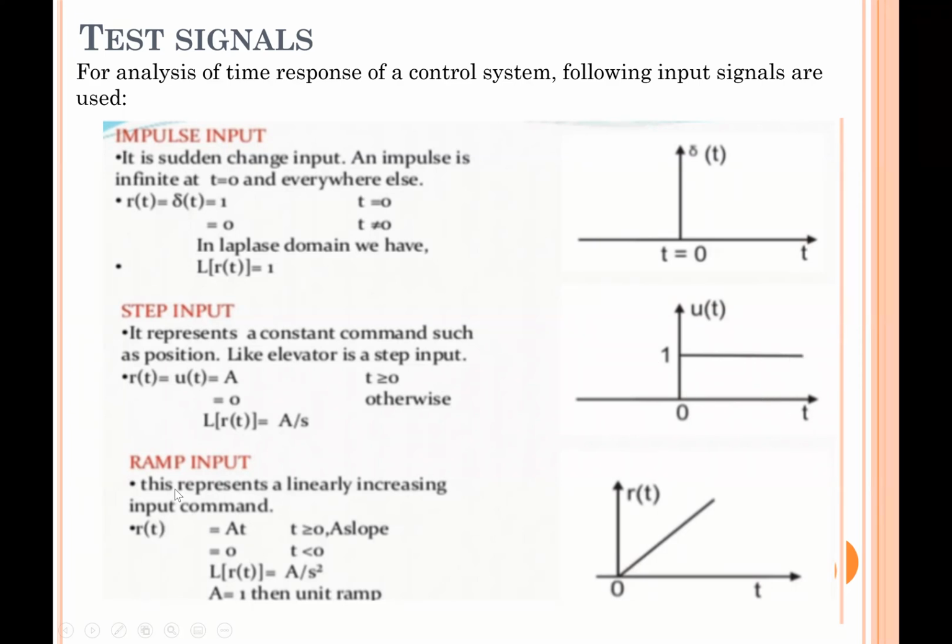Or I might use a ramp input. Ramp input is when the input is increasing with time. So your input is actually some constant a multiplied by t. If a is 1, then I can call it a unit ramp. So these are basic signals. These are standard signals. What you need to remember is the mathematical expressions of these. This you have to learn by heart.